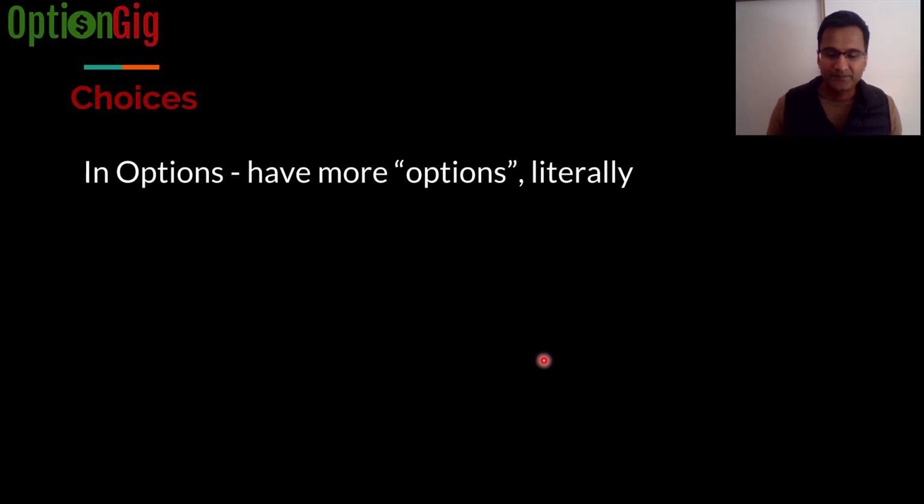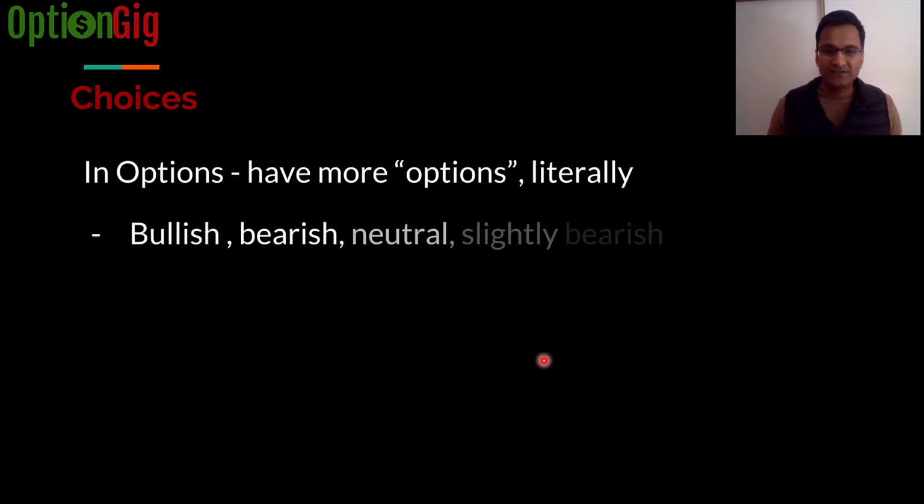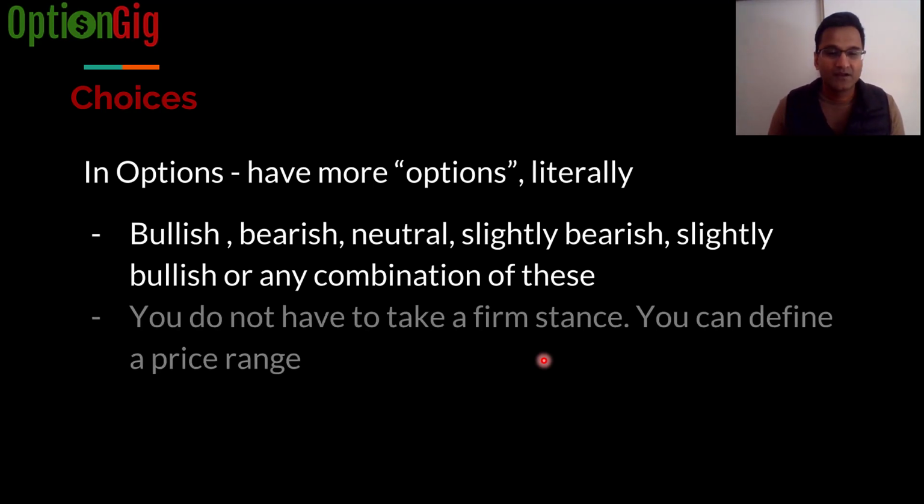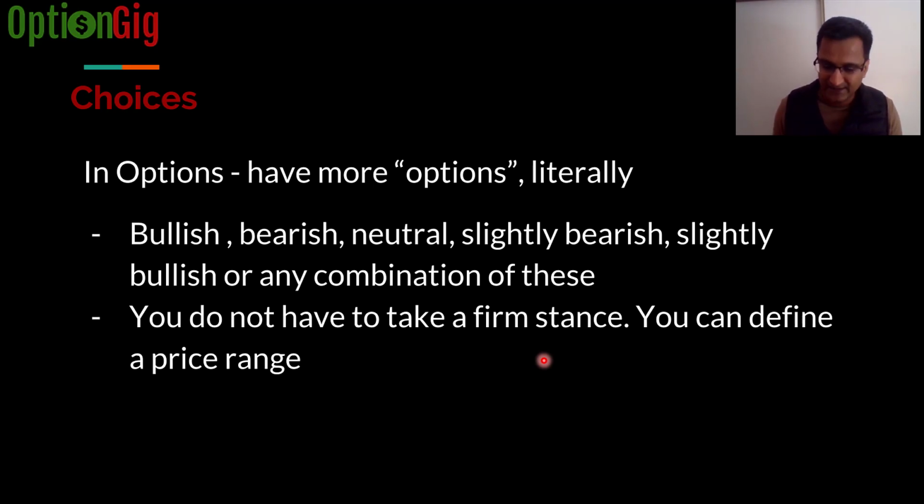Let's look at options. In options, literally we have more options. That's why it's called options. So you could be bullish, bearish, neutral, slightly bearish, slightly bullish, or any combination of these. That sounds interesting. Yeah, definitely it is, and we'll see more examples of it. You do not have to take a firm stance. You do not have to put a line in the sand and say, this is the stock price, and that will determine my profit and loss. You can actually go ahead and define a price range because I can't predict the future.